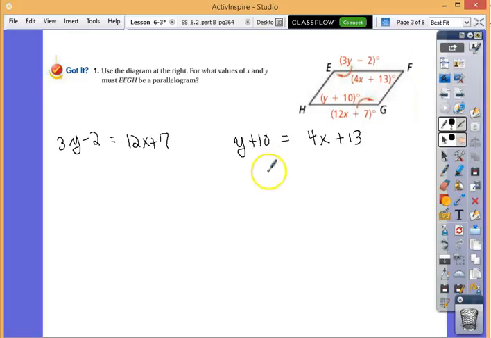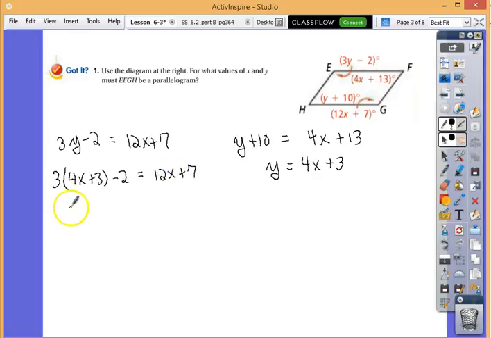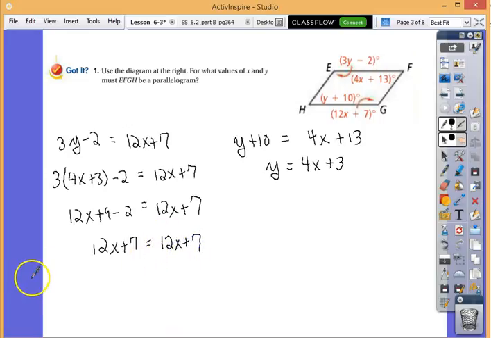So I'll probably solve this one for y. So y is equal to 4x plus 3. But then something weird happens when I substitute it in over here. 4x plus 3 minus 2 equals 12x plus 7. I distribute and I get 12x plus 9 minus 2. Simplify and I get 12x plus 7. This is going to be a problem because when you're looking at a system of equations and your system of equations ends up being the reflexive property, that means there are infinitely many solutions that would work for this.